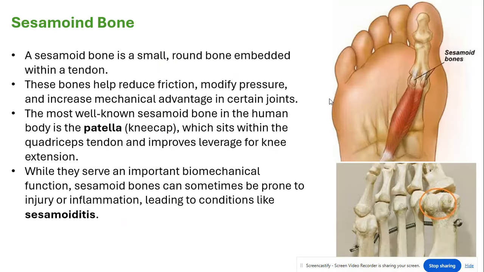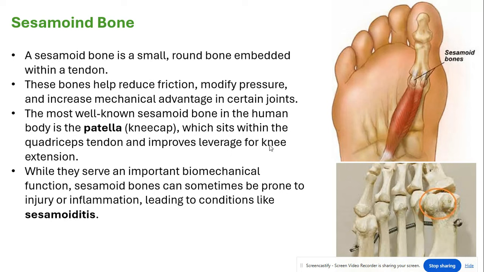What is sesamoid bone? A sesamoid bone is a small round bone embedded within a tendon. These two are sesamoid bones. These bones help reduce friction, modify pressure, and increase mechanical advantage in certain joints. The most well-known sesamoid bone in the human body is the patella, which sits within the quadriceps tendon and improves leverage for knee extension.